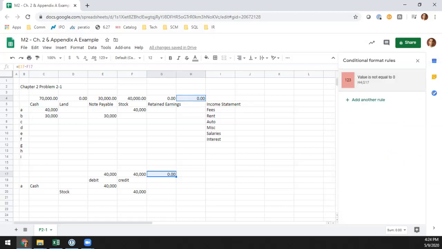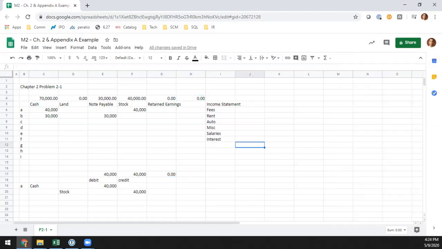Okay, so now we have this conditional format. I'm going to close that just to show you what that does. If I delete that, it highlights it for us whenever we're out of balance. Okay, cool.